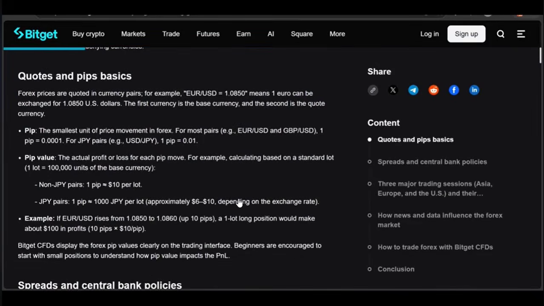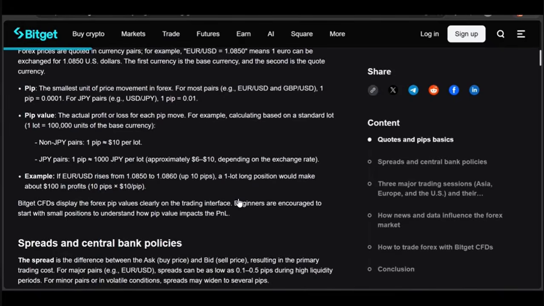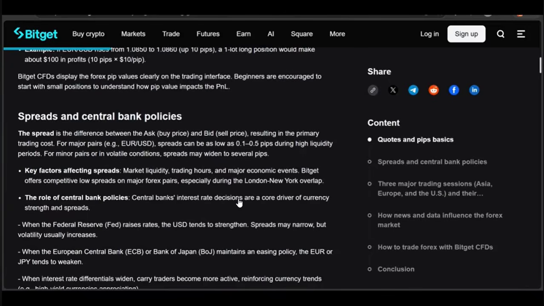But here's where things get interesting. In Forex, people don't wait for huge price jumps. Instead, they make money from very small movements in price. These movements are measured in something called pips. You don't need to go deep into the calculation right now. Just understand that even a tiny move in price can generate a profit, and this becomes even more powerful when you use leverage.